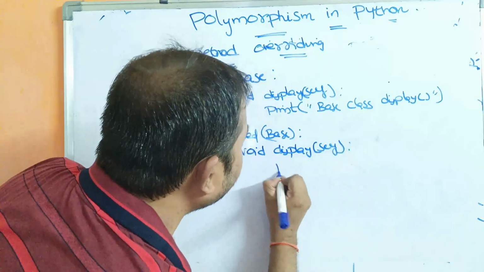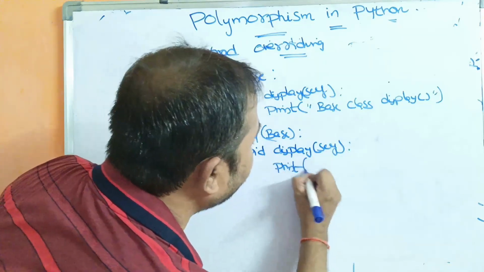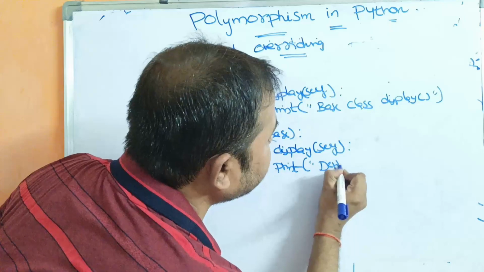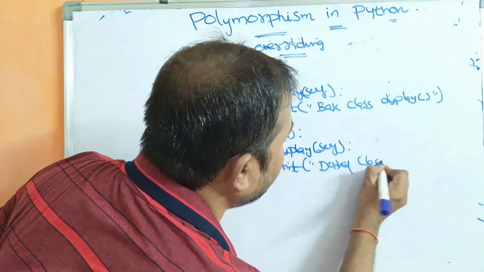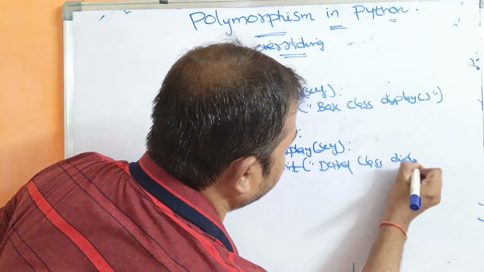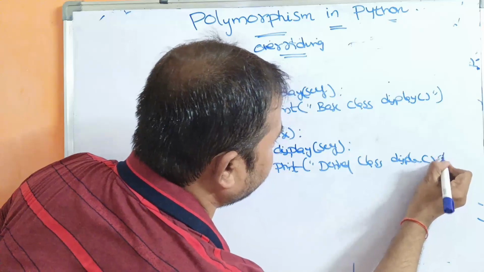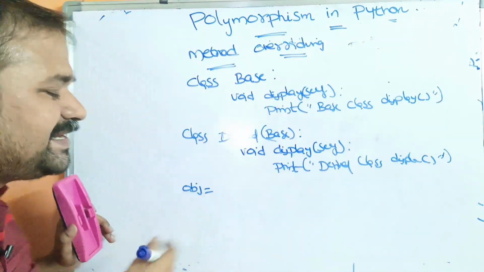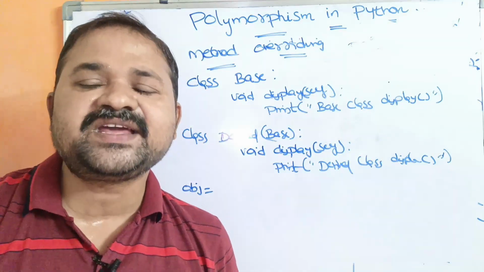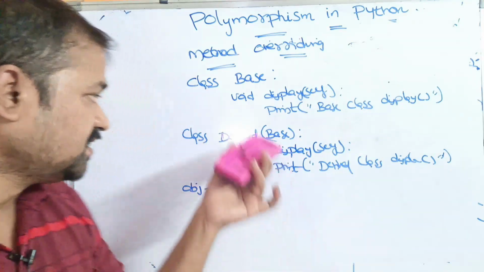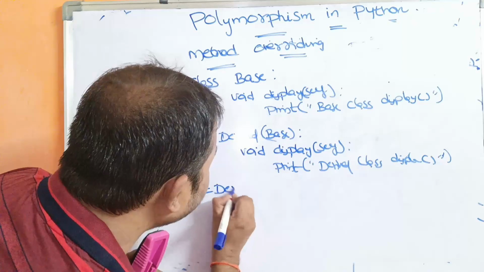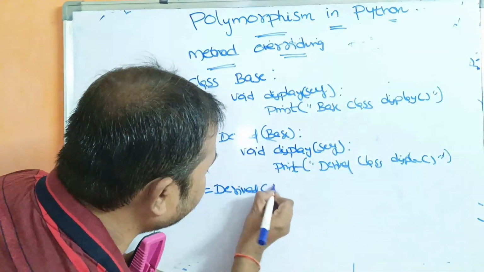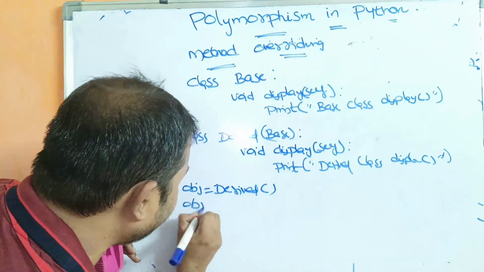Let the definition for the display method here be print of "derived class display method". Now let us create an object. We know that in inheritance, we mainly create an object for the derived class. So object is equal to, what is the name of the derived class? Derived. Now let us call the display method.